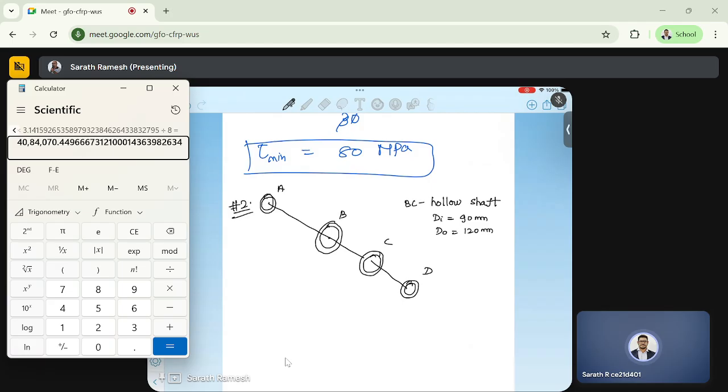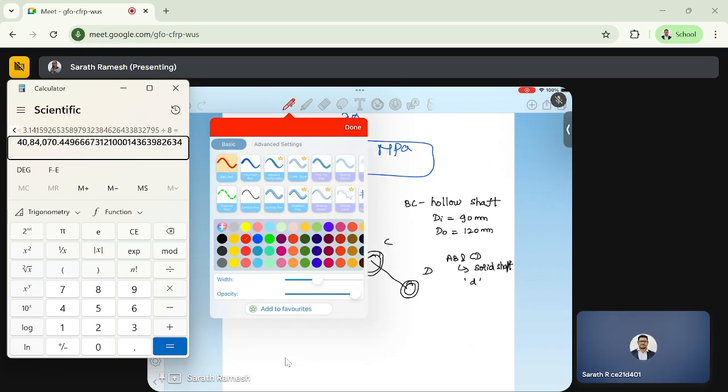And AB and CD are solid shafts. The diameter is say D, it's not given here. Both are of the same diameter D. Now, there is some external torque applied.